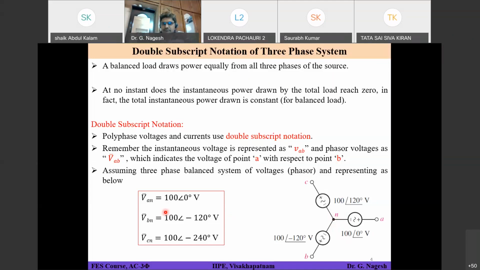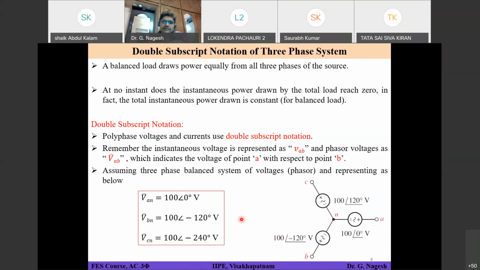What it means is, since we are saying VBN is minus 120 degrees, with respect to A, VBN should be 120 degrees lagging. Right, because vector phasors always rotate in the anti-clockwise direction. So if I have plus 120, it should be rotated in the anti-clockwise direction by 120 degrees. If it is minus 120, then I should represent it in the clockwise direction, moving by 120 degrees. So that's why VBN is considered in this position, behind your A phase voltage.